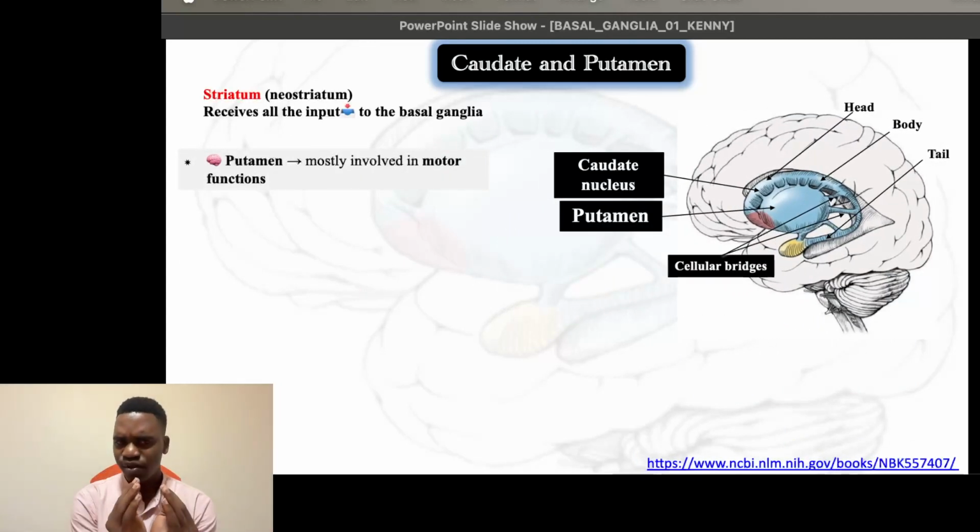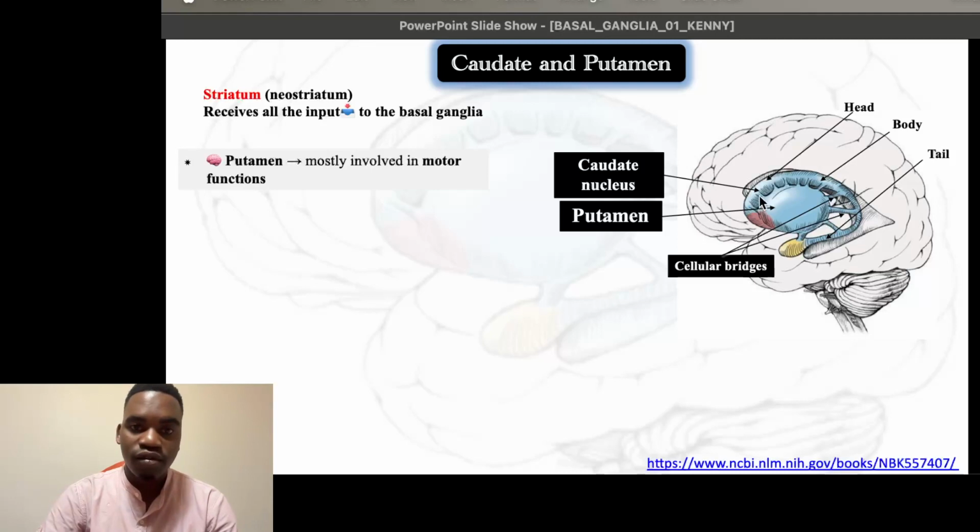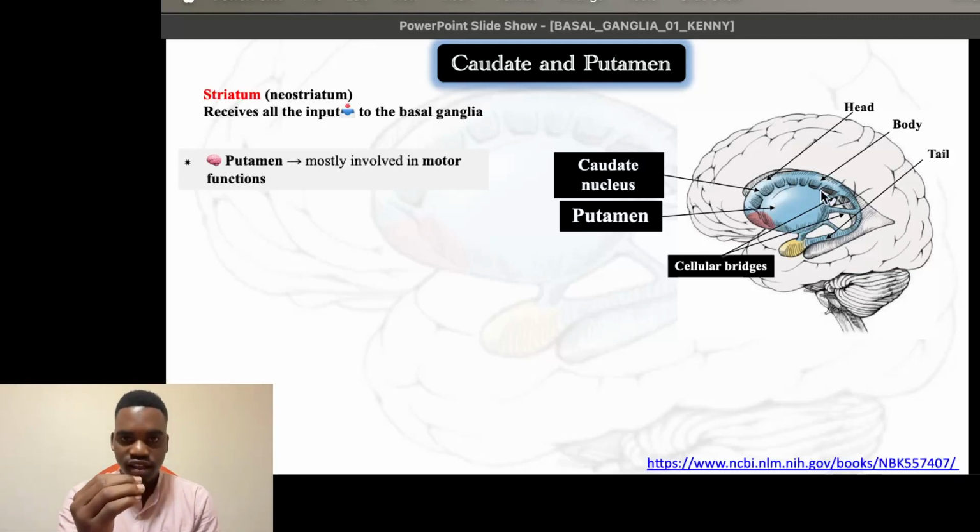And then let's discuss the relationship between the caudate nucleus and the putamen. The caudate nucleus and the putamen are separated by the fibers of the internal capsule, as we have already seen. The fibers of the internal capsule will separate the caudate nucleus from the putamen. But these two nuclei remain reconnected by some fibers that communicate these two structures. We call them the cellular bridges. They bridge between the caudate nucleus and the putamen. So these are the cellular bridges, as we can see.